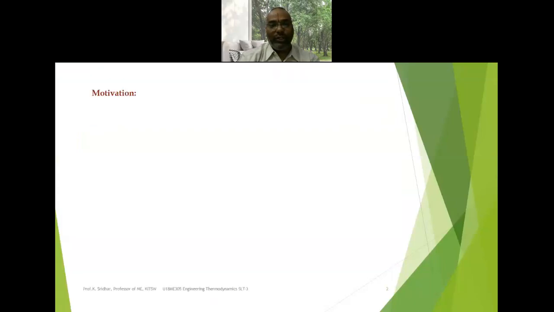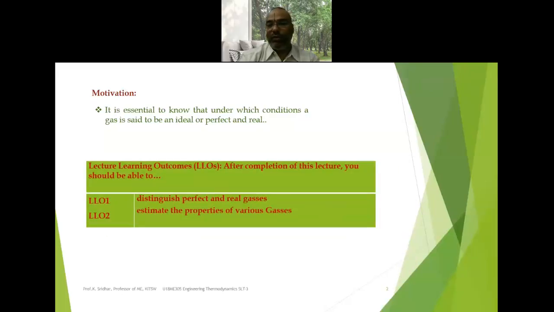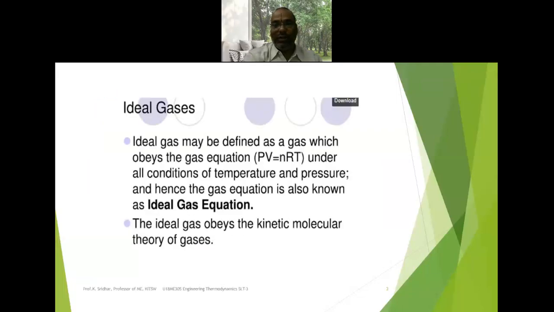So what is the motivation? Why do we have to study the concept of perfect and real gases? Here it is essential to know under which conditions a gas is said to be an ideal gas or perfect gas, and similarly a real gas. So as usual, every lecture should have an objective as well as an outcome. The outcome is that after completion of this lecture, you should be able to distinguish perfect gases from real gases, and estimate the properties of various gases. With this intention, we are going ahead.